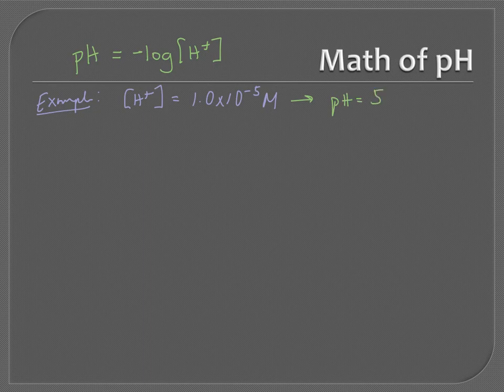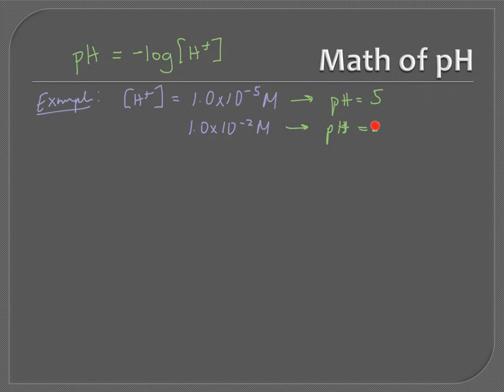5. I'm going to show you another example here. If we have 1.0 times 10 to the negative 2 molar, plug that in, we also get a pH of 2. Now if you notice here, look at that exponent. We have a negative 5 over here, and we have a pH of 5. We have a negative 2 exponent here, and we have a pH of 2.